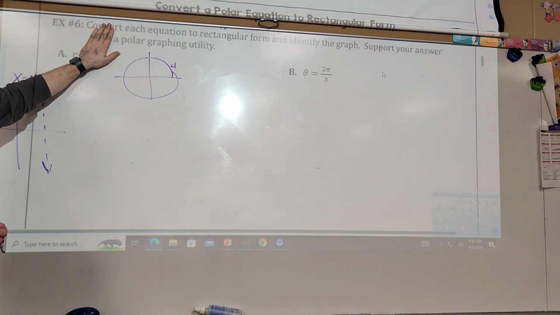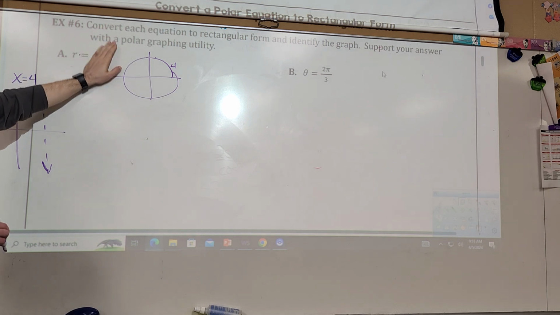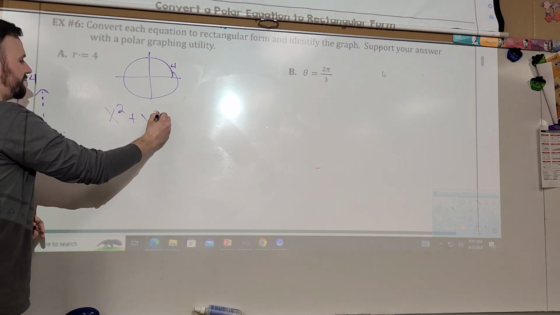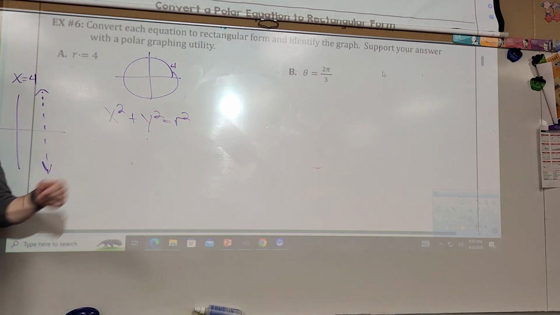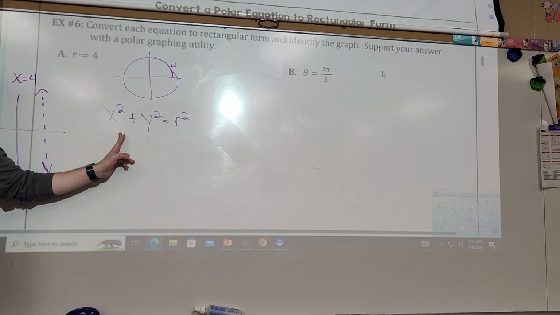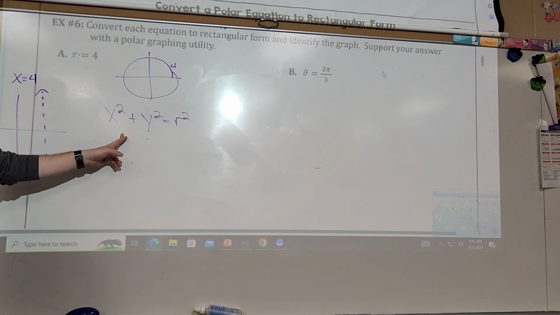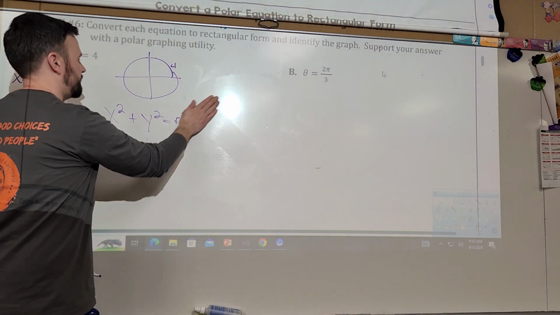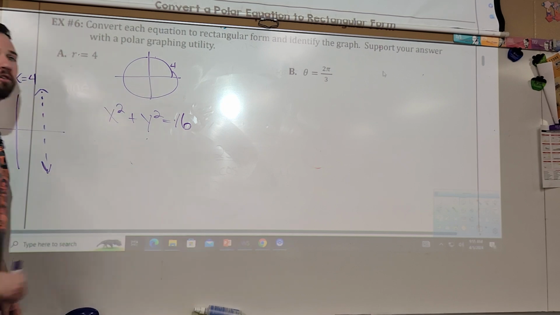I hope you guys did this in algebra too. What's the equation for a circle? X squared plus y squared equals r squared. Wait, where have we seen that before? I told you, the more you learn about math, it's all the same stuff. That's the equation for a circle. What's my radius? 4. So what's 4 squared? There you go. That's your equation.